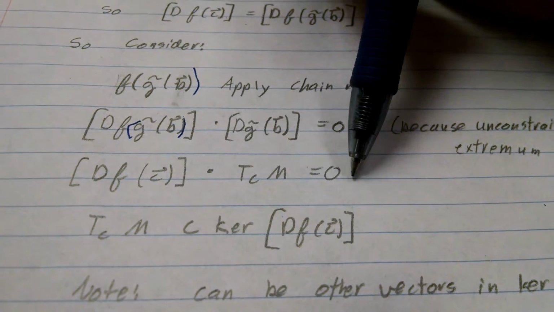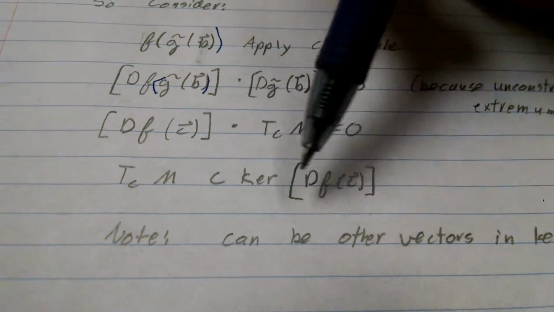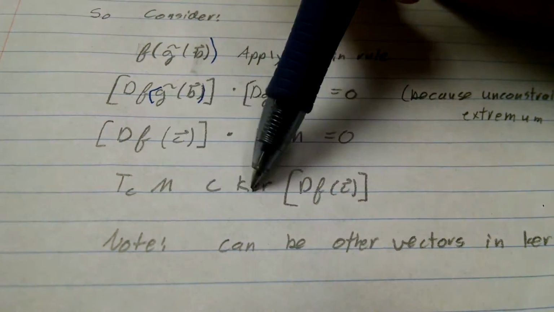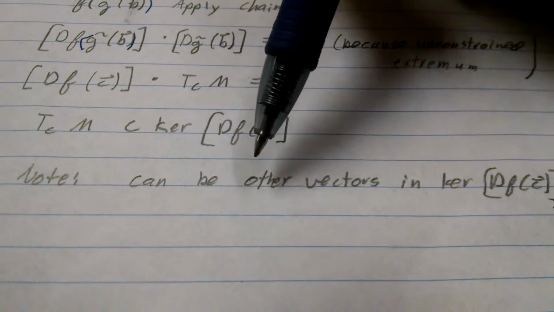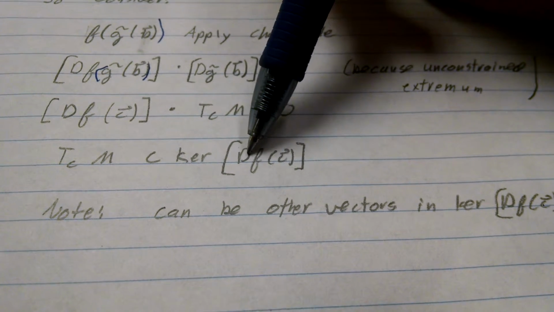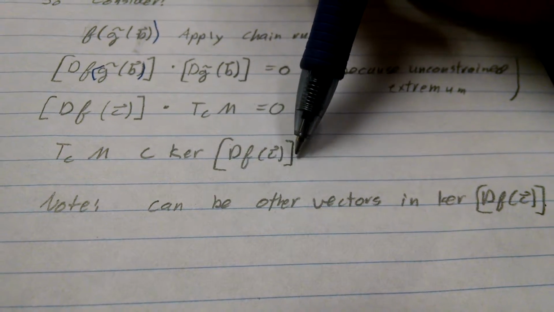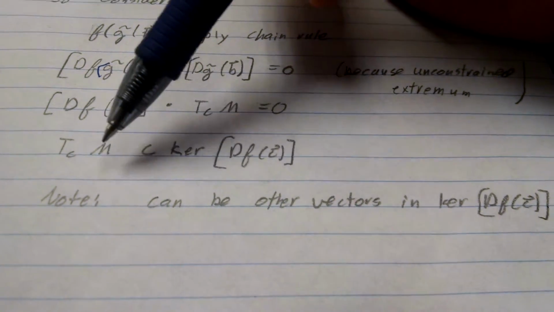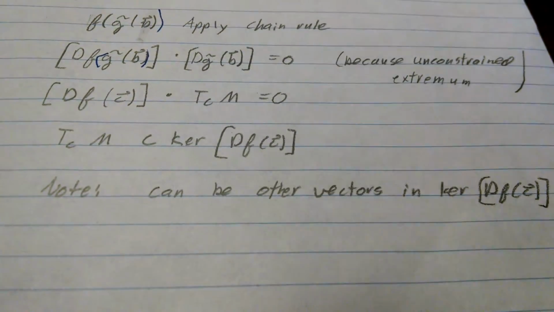taking that matrix to 0. This thing is in the kernel. So we know that the tangent space at point c on the manifold is in the kernel of df at c. And just one important thing to note, there can be other vectors in the kernel of df at point c. This isn't necessarily the entirety of the kernel, but the tangent space at point c on the manifold is definitely in that kernel.